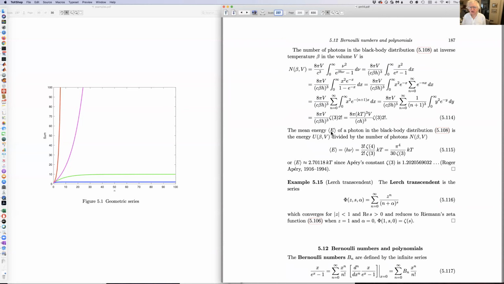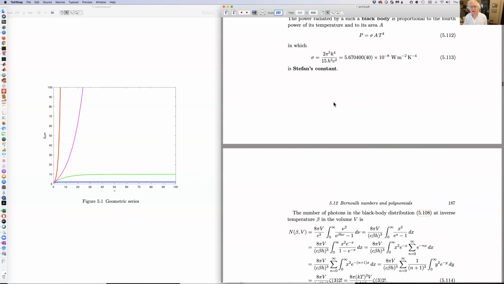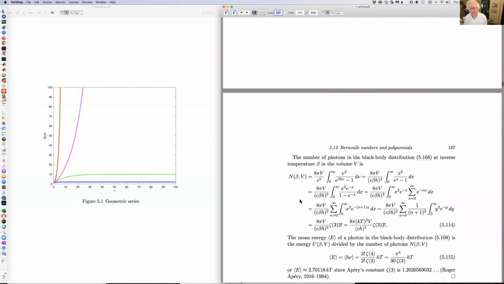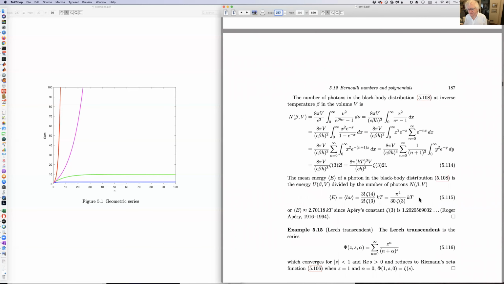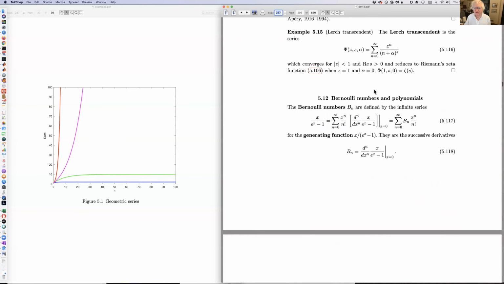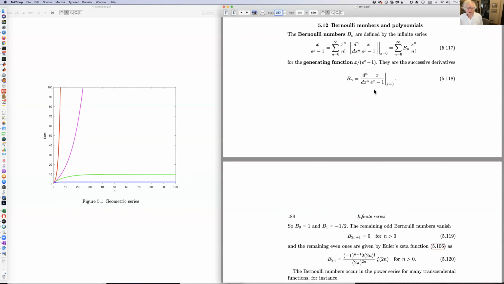The mean energy of a photon in the black body distribution is, well, you might think it's kT, and it sort of is, but it's actually 2.7 times kT. And you can figure that out by just dividing the total energy by the number of photons, and that gives you this expression. I don't know why I have that stupid Lodgkin ascendant in there, because that's a special function. It's worth knowing about, but it's probably the last thing you need. It does come up in biophysics, though.